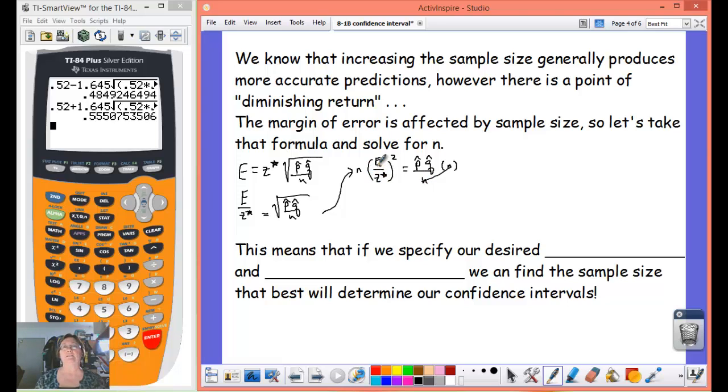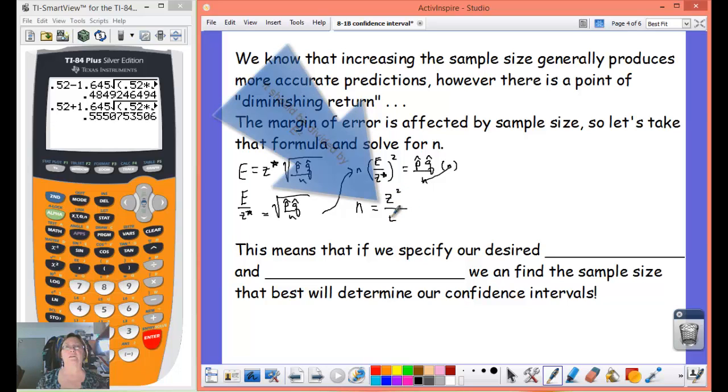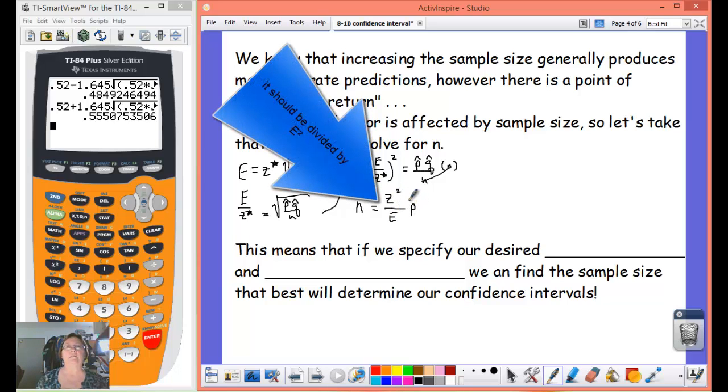Then we need to get it by itself, and that would be accomplished by dividing by e squared over z squared. Now many of you will remember dividing by a fraction is the same thing as multiplying by its reciprocal. So when I multiply by z squared over e squared, I isolate n, which was my goal. On the other side, I'm going to have this thing, z star squared over e squared multiplying p hat q hat.